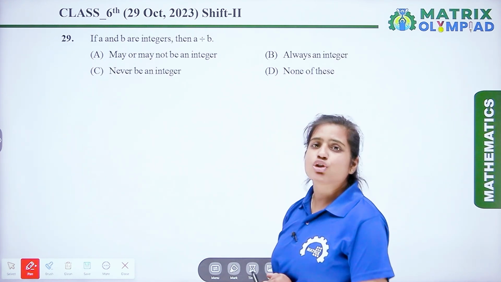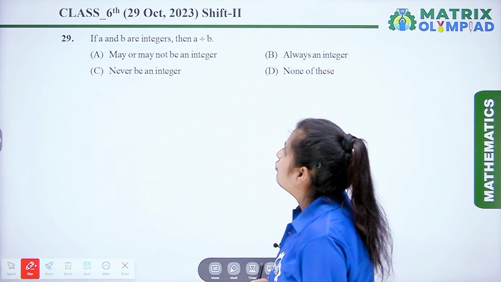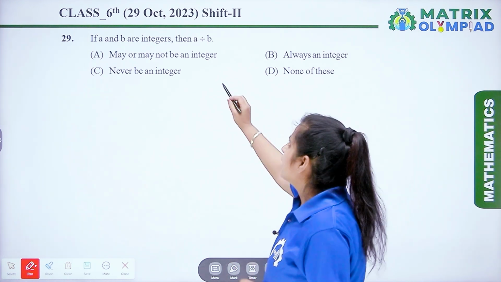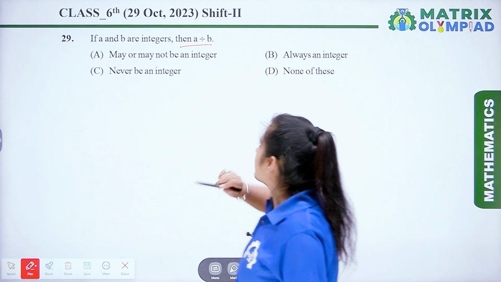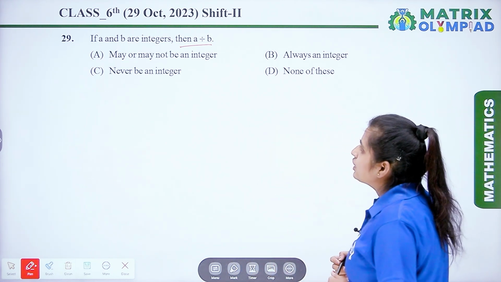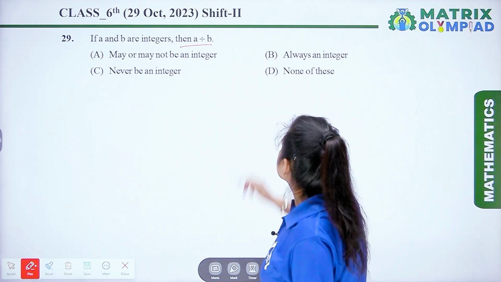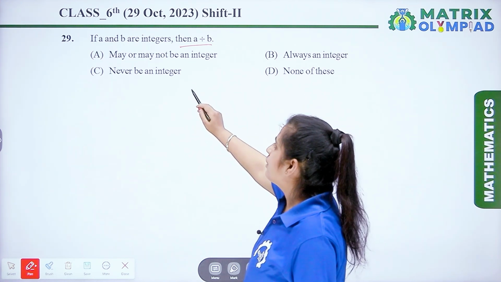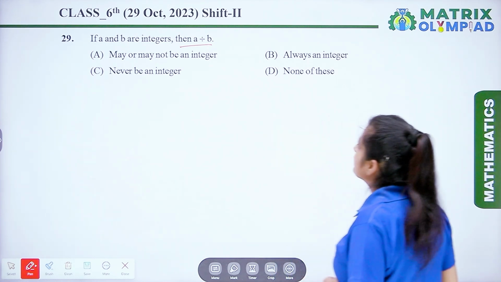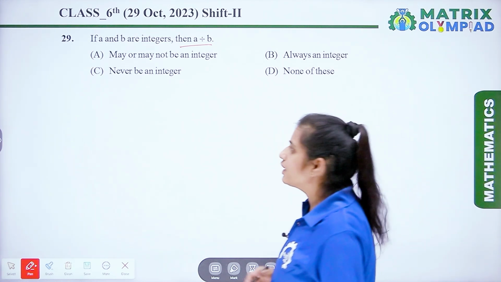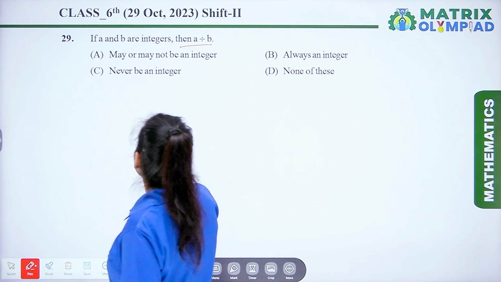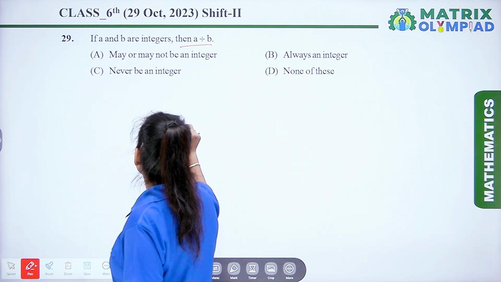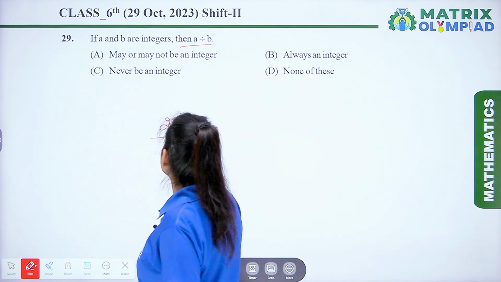Now the next question is question number 29. If A and B are integers, then A divided by B: first option is may or may not be an integer, second is always an integer, C option is never an integer and D is none of these. So let's find out. Let's suppose A is 24 and B is 6.